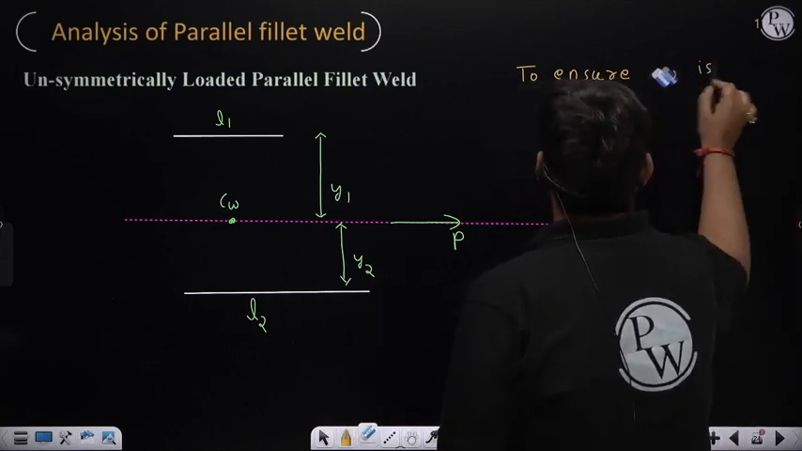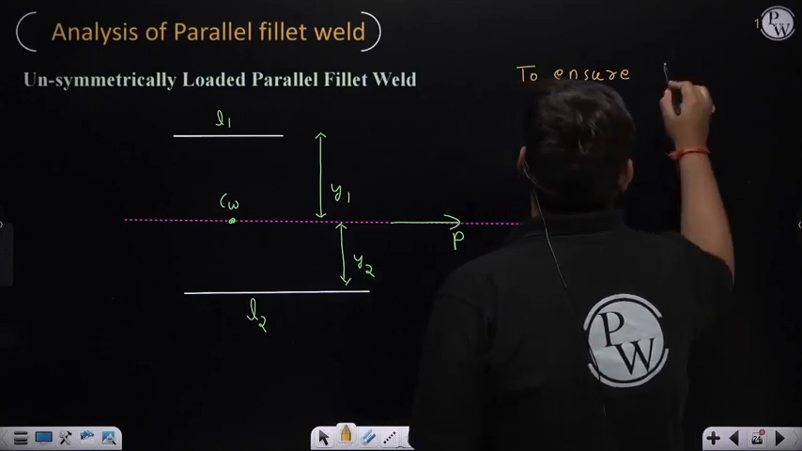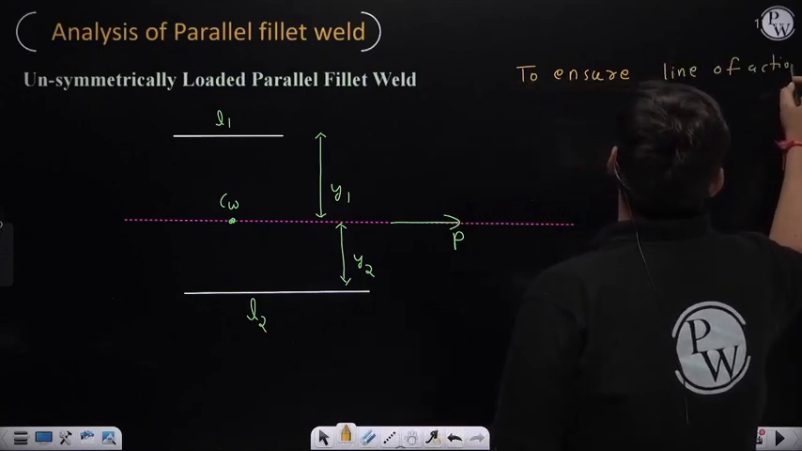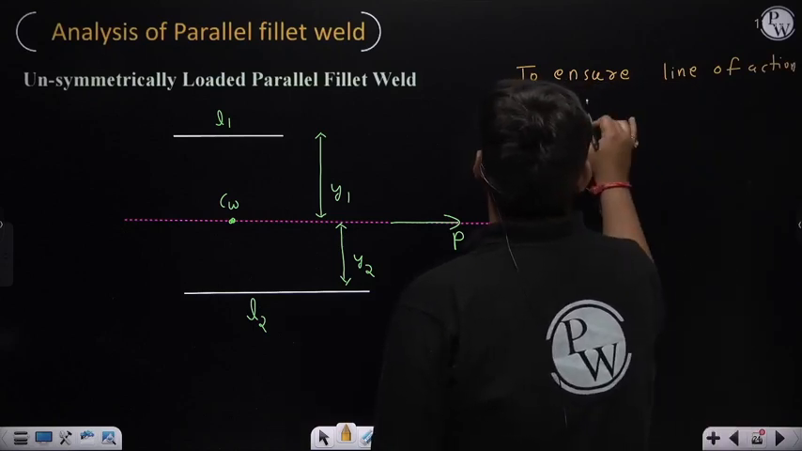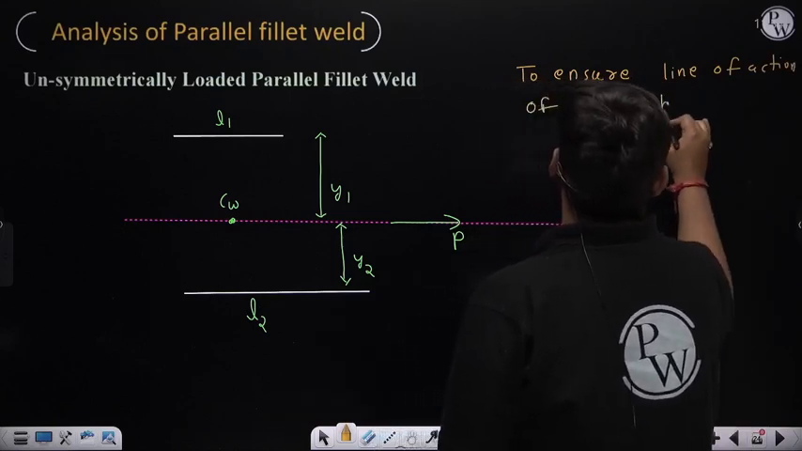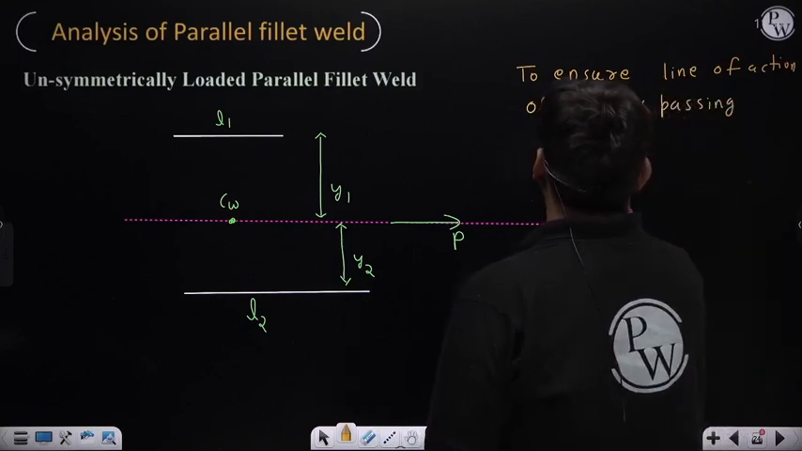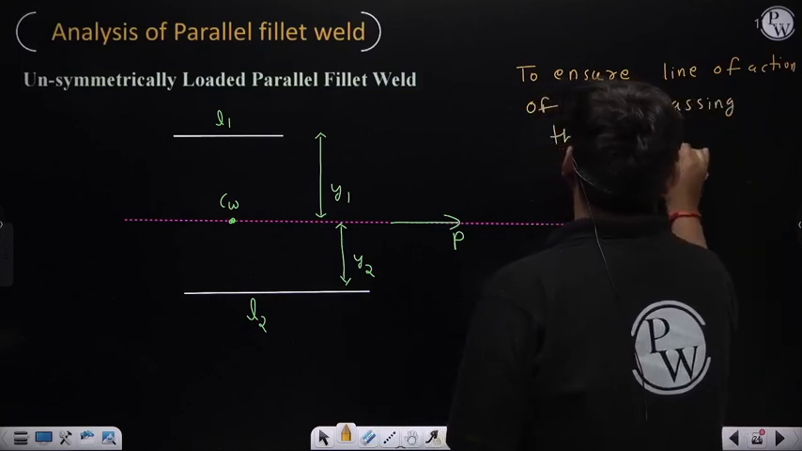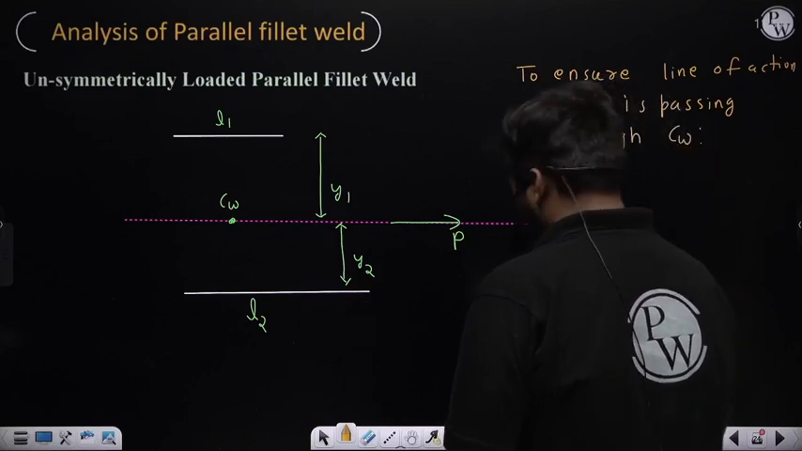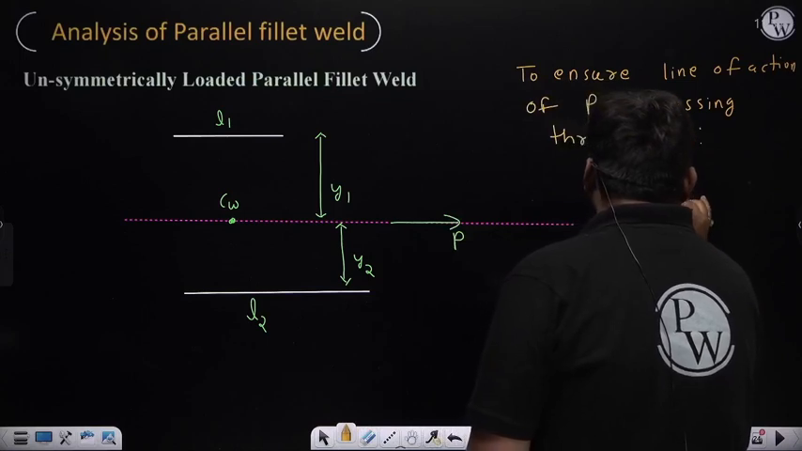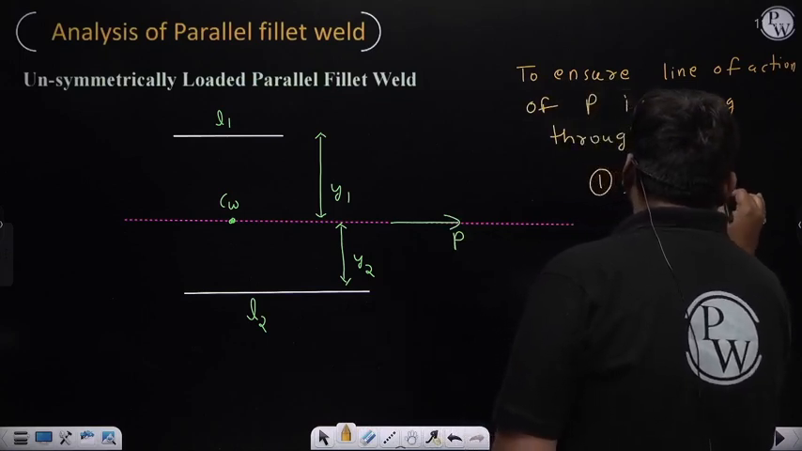or you can also write it like this: to ensure the line of action of force P is passing through the combined centroid of the weld, that is CW, we need to satisfy one equation, which is L1 Y1 equal to L2 Y2. I am not going into the derivation, I am directly writing the relation.